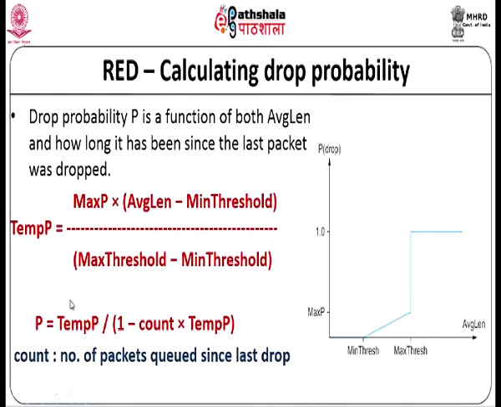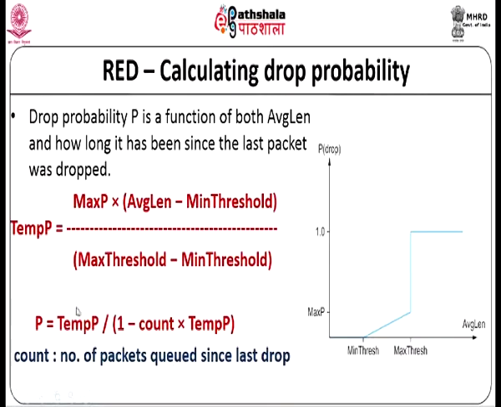Now the drop probability is calculated as temp P divided by 1 minus count into temp P. Now this count here is the number of packets which are queued since the last drop. It is interesting to note why we have this count value over here. Basically, if a packet has just been dropped, we do not want to drop packets immediately after that. We would like to space out the dropping of the packets.